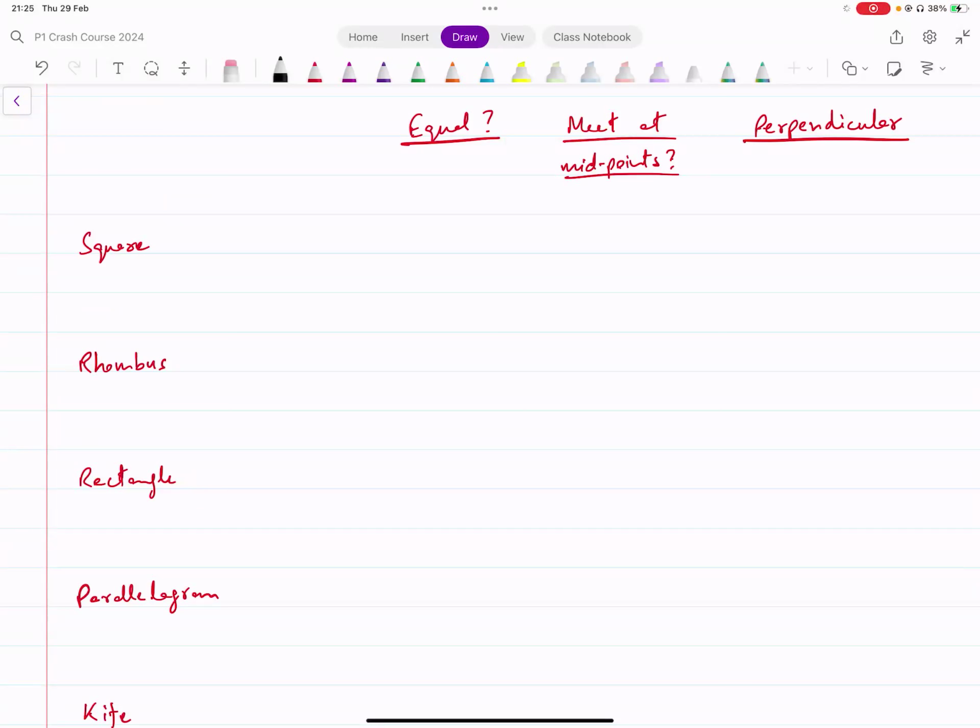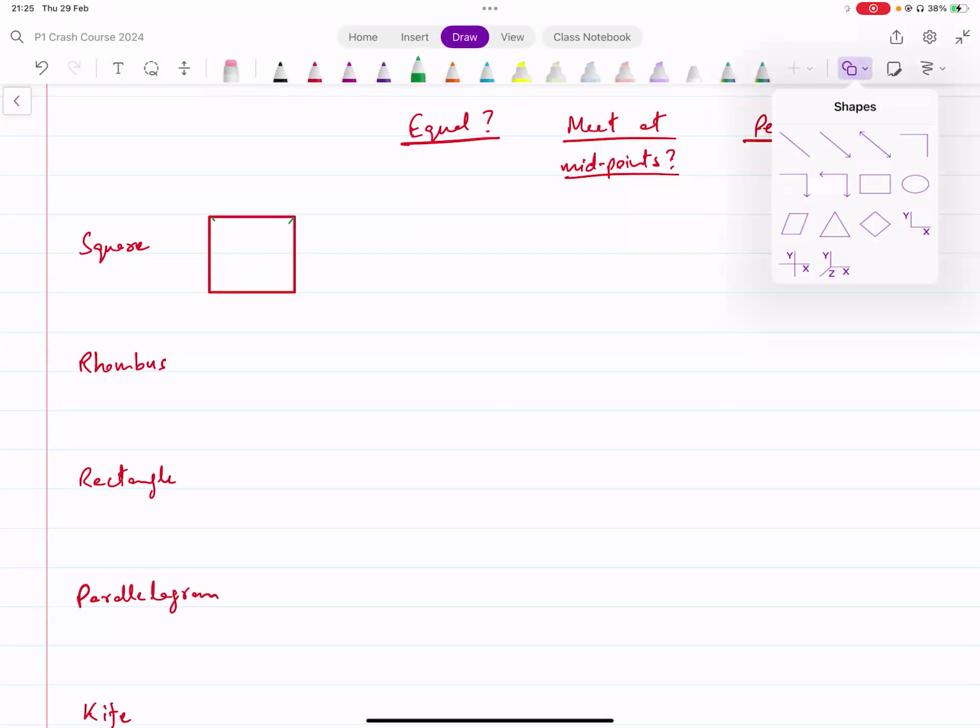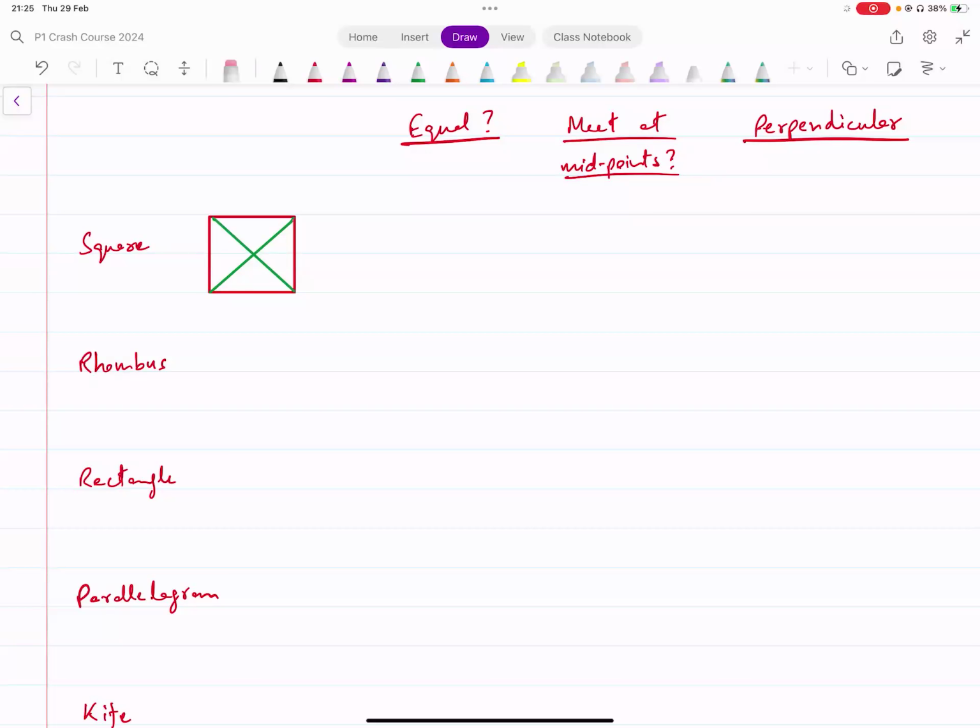We talked about this before. In fact, I'll just draw this again here. And this is what a square would look like. One diagonal is this, and the other diagonal is this. The diagonals are both perpendicular, equal, and they meet at midpoints. So yes, they're equal, they meet at midpoints, and they're perpendicular. We talked about this before.